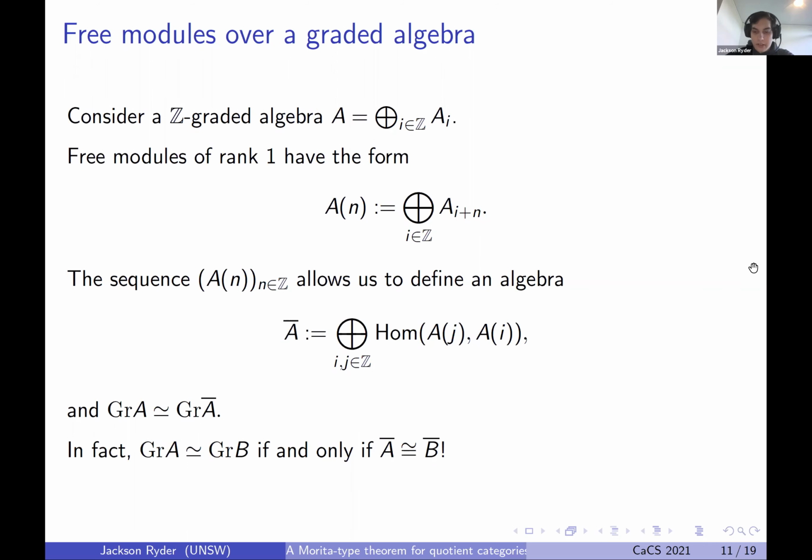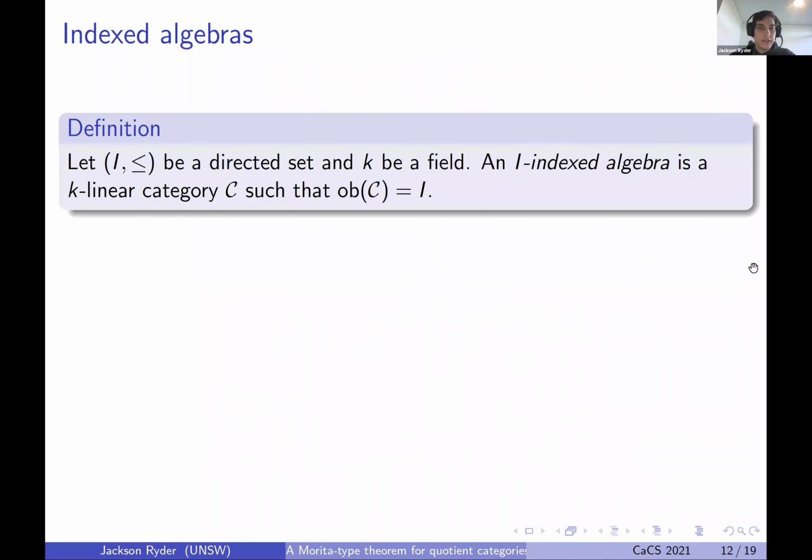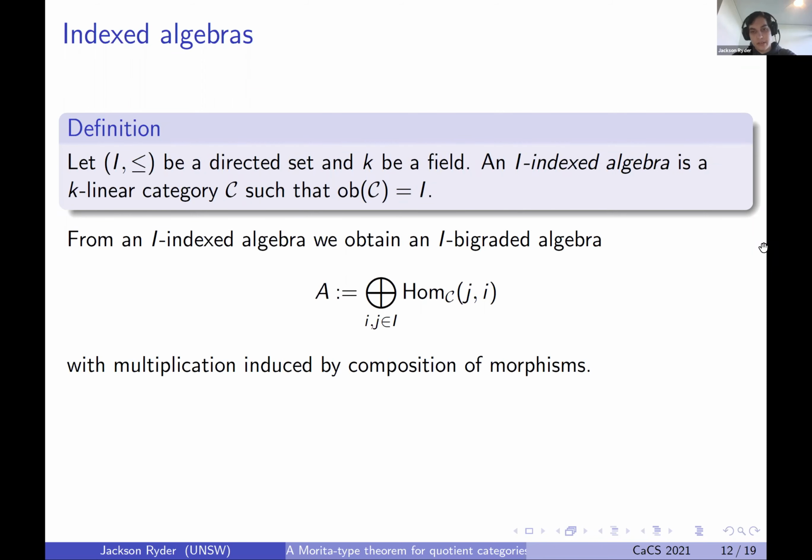Okay, so with this little example in mind, I'll go on to define an indexed algebra. So we take a directed set I and a field K, and we say an I-indexed algebra is a K-linear category C whose objects are indexed by this set I. We call this an indexed algebra because from this we can define the algebra of morphisms, just like in the previous example. And it's again an I-bigraded algebra.